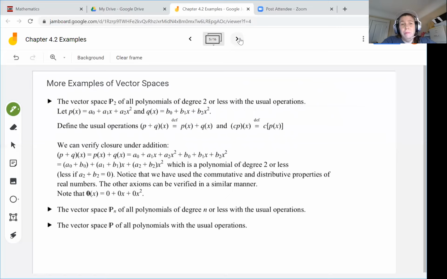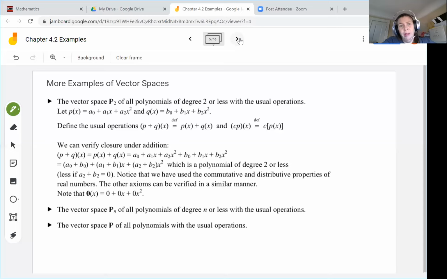The vector space P2, so we use a subscript 2 to tell us the degree of polynomials. This vector space P sub 2 of all polynomials of degree 2 or less with the usual operations is a vector space. So if we let p equal a0 plus a1x plus a2x squared, and q equal another second degree polynomial, b0 plus b1x plus b2x squared, where the a's and b's are all coefficients that can be any real number, then we can define our usual operations for polynomials.